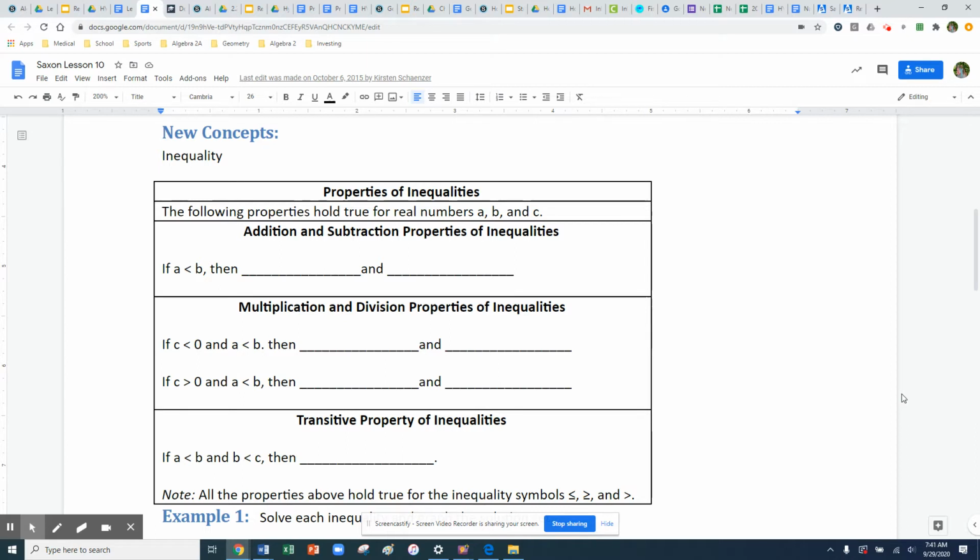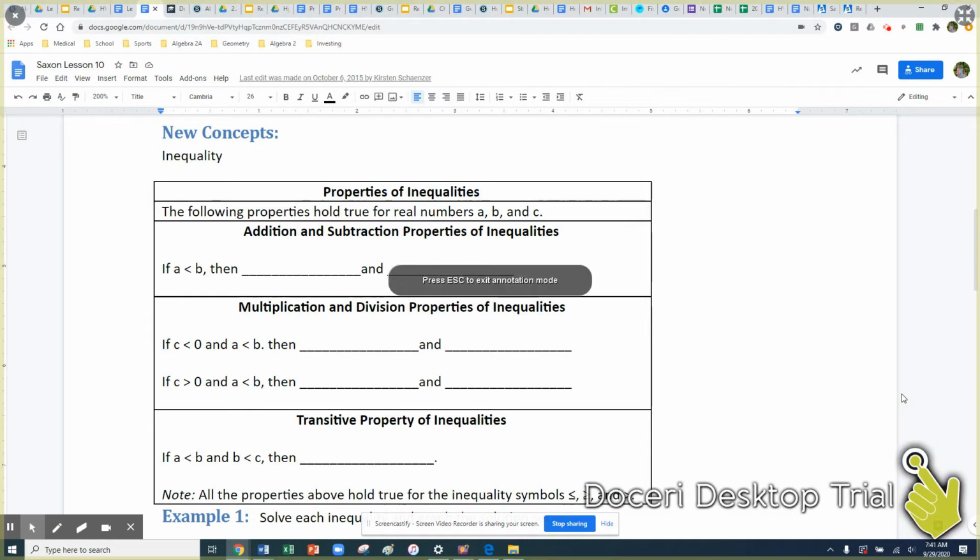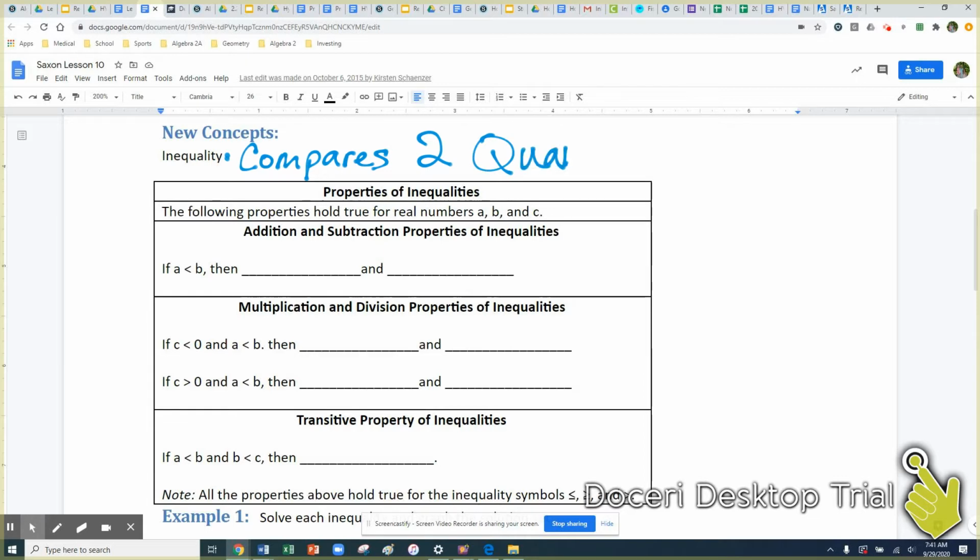So inequality is defined as a statement that compares two quantities, and they're not necessarily equal to each other. An inequality compares two quantities, and they're going to use the less than, greater than, less than or equal to, greater than or equal to symbols.